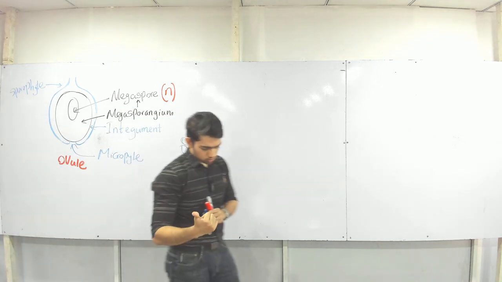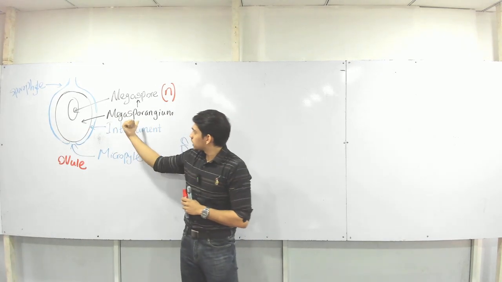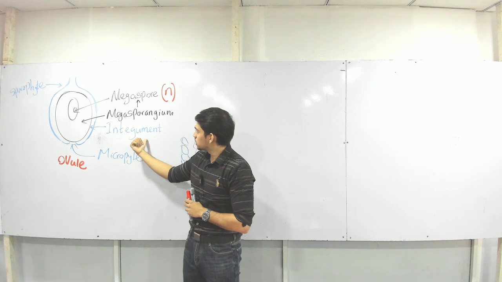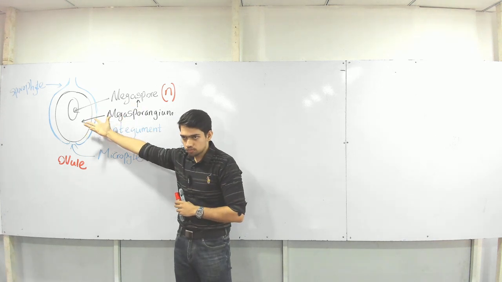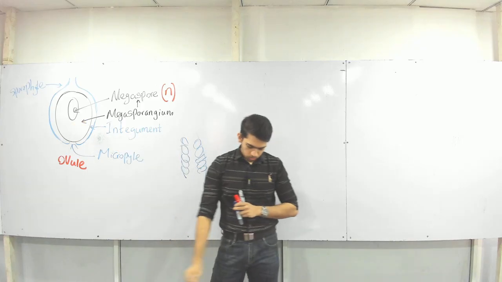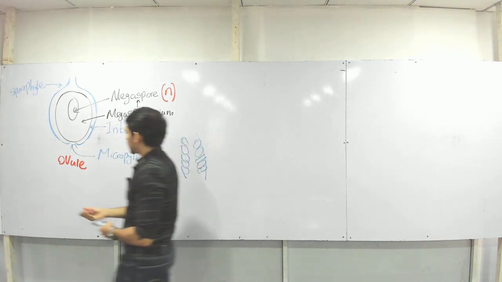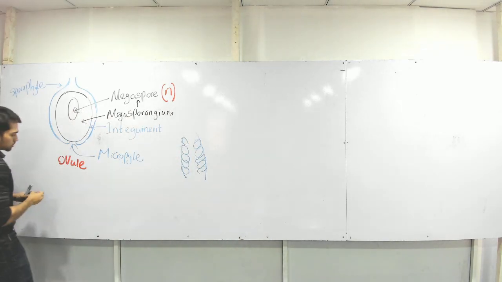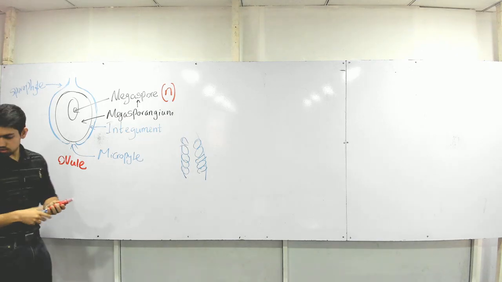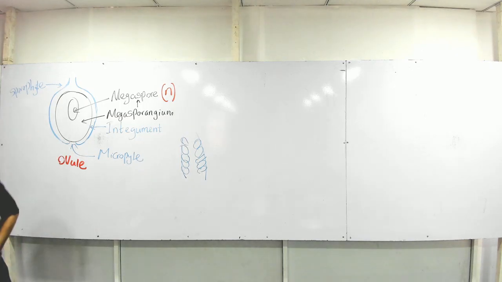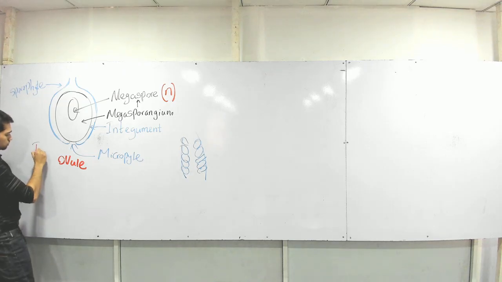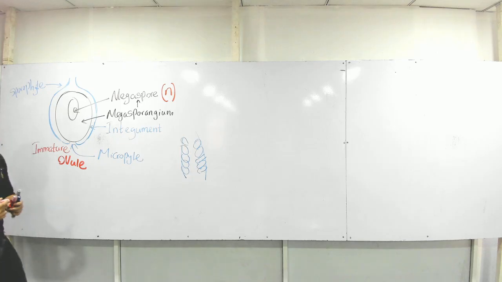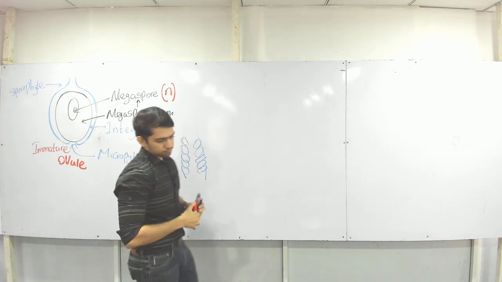What are the three parts of an ovule? It has the megasporangium surrounded by the integument. Megasporangium is going to produce a megaspore. This you know, right? So this is actually not exactly the proper ovule. This is what we call an unfertilized ovule, or you can say, immature ovule. This is not the proper ovule. This is the immature ovule, right?